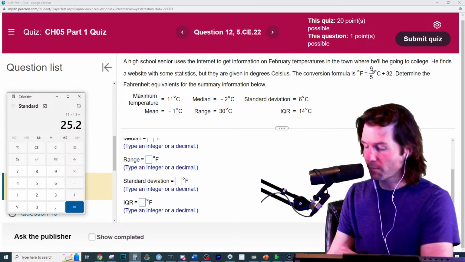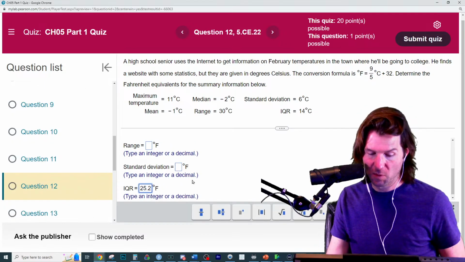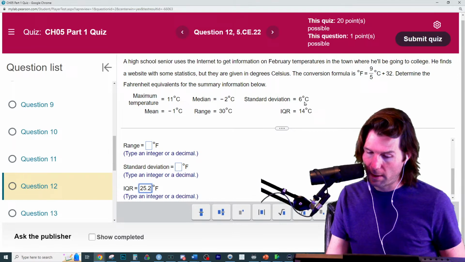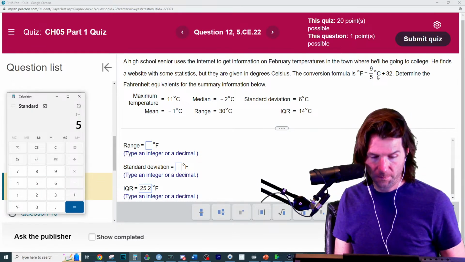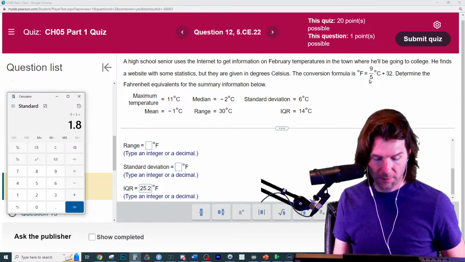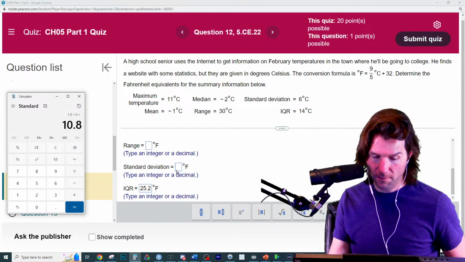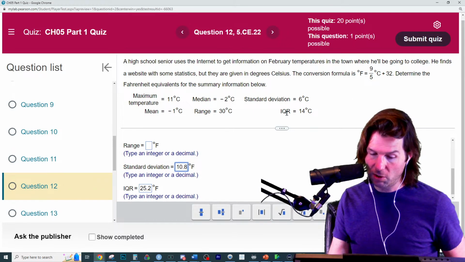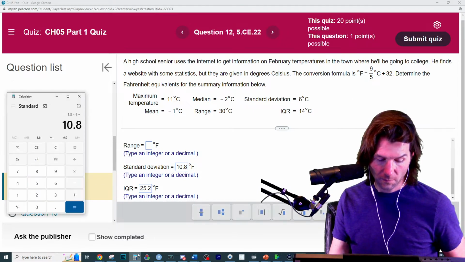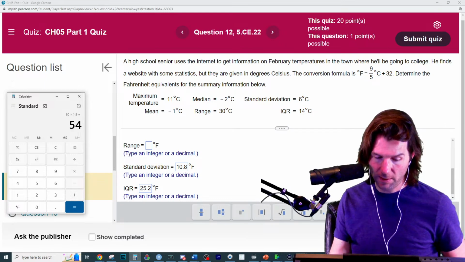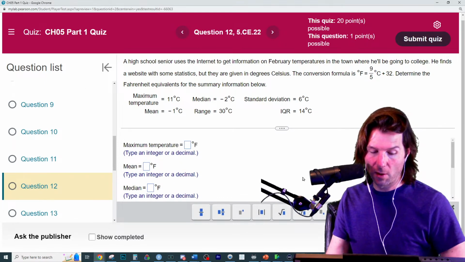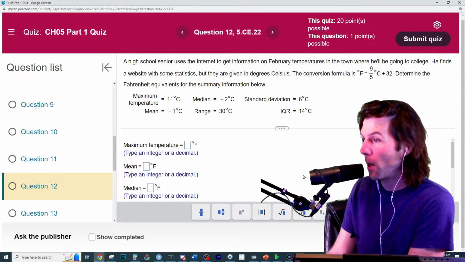There we go. This should be correct. I'm doing it a little quicker than I like, but the standard deviation is only going to change by scaling. The reason I'm timesing by 1.8 is because that's 1.8 right there. The range is only going to change by scaling. So 30 times 1.8.